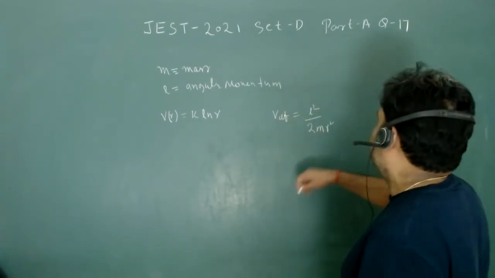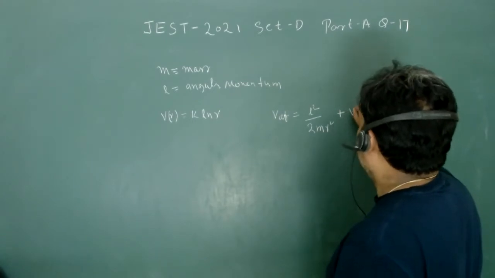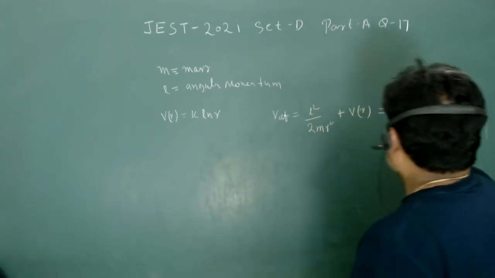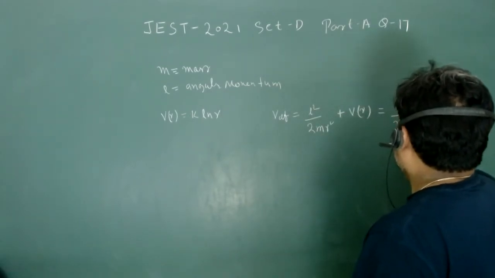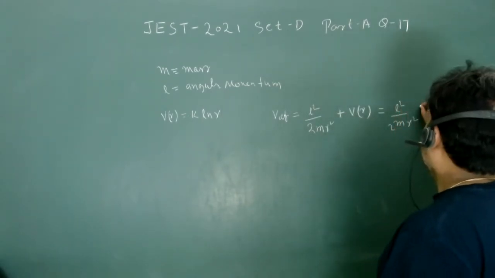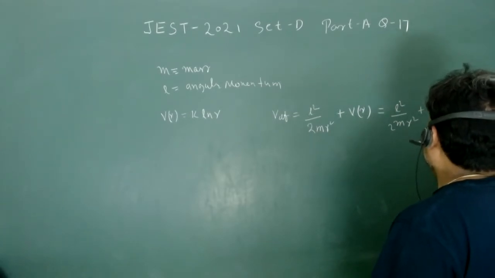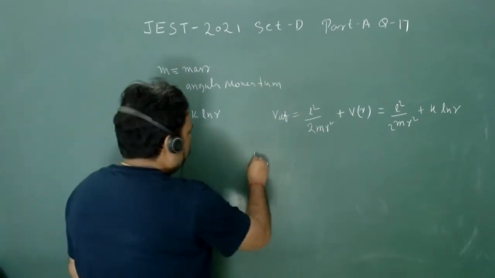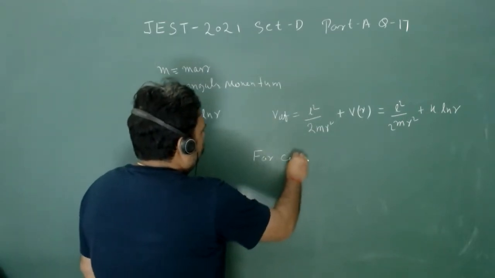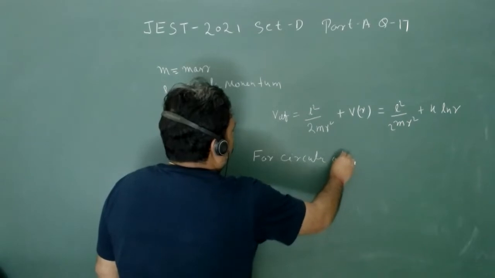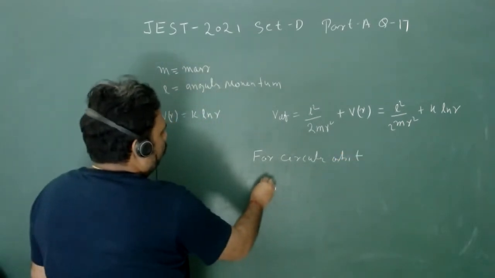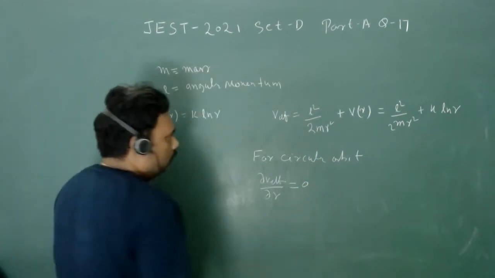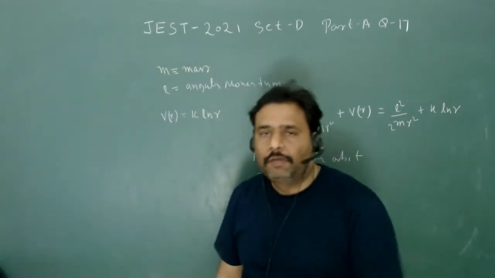So this is the rotational kinetic energy plus V(r), and V(r) is the potential energy, which is given as K ln r. So that will be V effective equals L square upon 2mr square plus K ln r. For a circular orbit, we have del V effective upon del r equal to 0, and from there we can find the radius of our orbit.